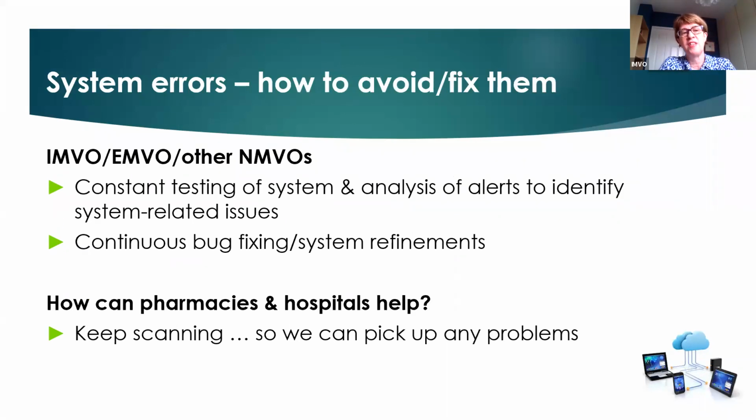So in relation to these errors, how to avoid or fix them. I've mentioned IMVO, and we also work with the other NMVOs. We collaborate to do a lot of testing of how all our systems work together. We're constantly testing, and we're constantly improving the testing, and we're constantly analysing the alerts and improving our knowledge of what types of alerts we see when there are system related issues, and continuous bug fixing and system refinement. So a bit like the apps on your phone, you'll see they're constantly releasing updates to fix bugs. We're doing exactly the same with the national system.